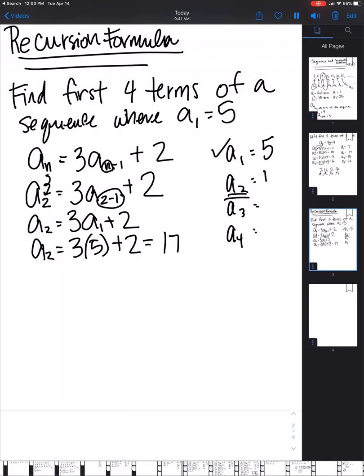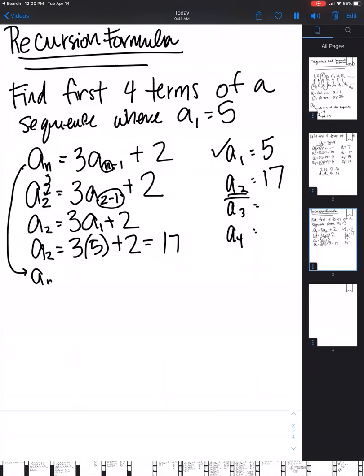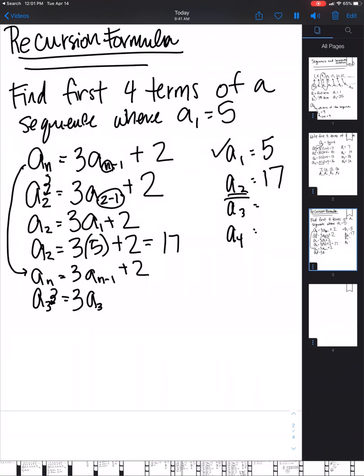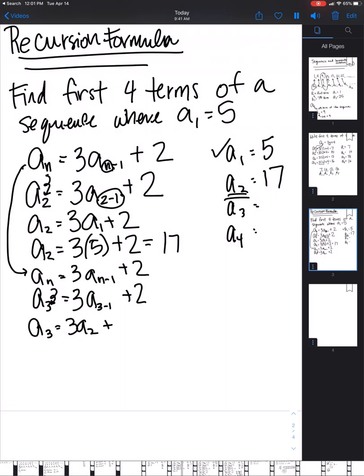Okay, so a little bit different than before because we're not plugging in the N value, we're plugging in what they're asking us to plug in. So we're going to do this again. I'm going to write the equation again: A_n = 3A_(n-1) + 2. So I'm going to do A3, that's the third term. N is 3 here, so third term equals 3 A(3 minus 1) plus 2, which is 3 times A2 plus 2.